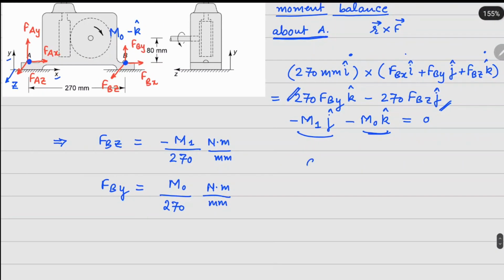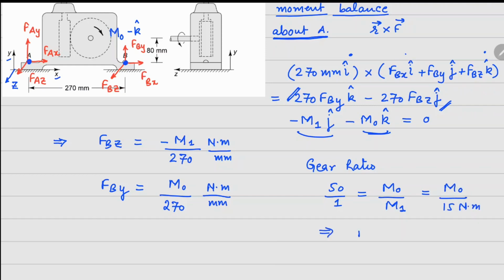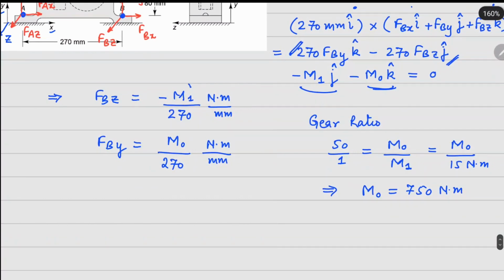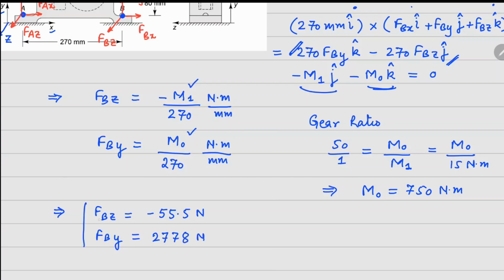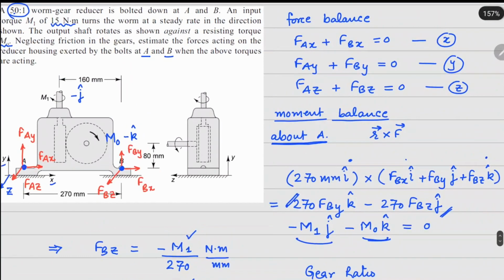Now one important thing that we have not discussed so far is this gear ratio. If the gear ratio is given to be 50:1, this is the ratio of output torque to input torque. Input torque is given as 15 Newton meters, so your output torque is going to be 750 Newton meter. So now we have both of these values, M1 and MO. If you substitute this, your FBZ value comes out as minus 55.5 newtons, and FBY comes out to be 2778 newtons.